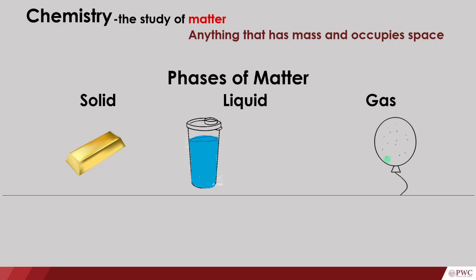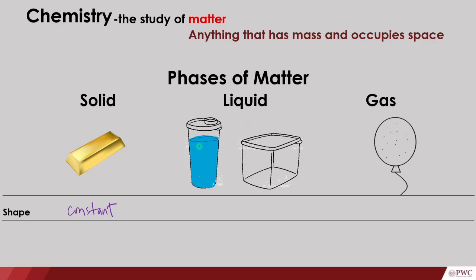Let's start with their shape. So of course, for solids, their shape is constant, meaning their shape does not change. That's different with liquid, because if you transfer this liquid to another container, in this case this container, its shape is cylindrical or tube-like. But if you put this to another container, obviously the liquid will change shape. It will take the shape of the new container. So its shape is not constant.